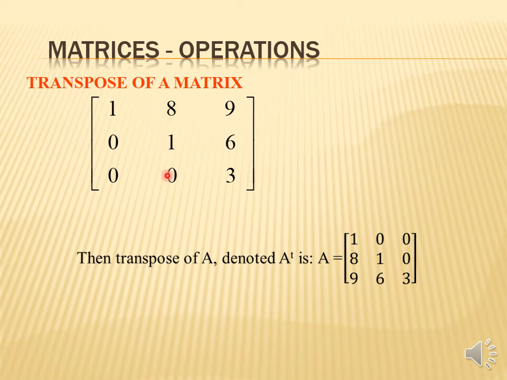The first column is 1 0 0, so we shift this column into a row. Here we write 1 0 0. Similarly, next is 8 1 0, and we write it in row form as 8 1 0. Then similarly 9 6 3, which is in column form, we write in row form. So transpose means you change the matrix, either row-wise or column-wise, it's up to you.